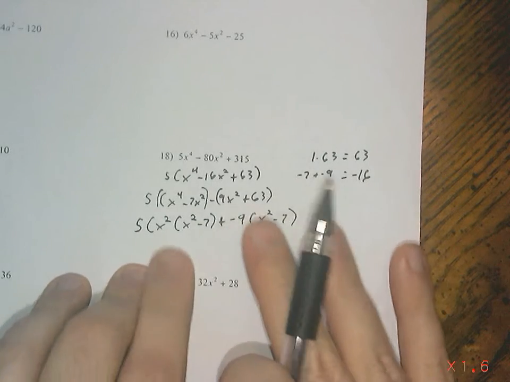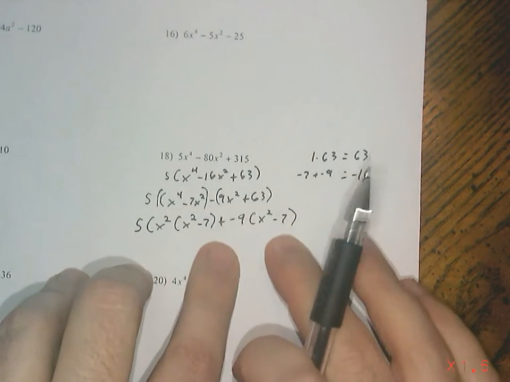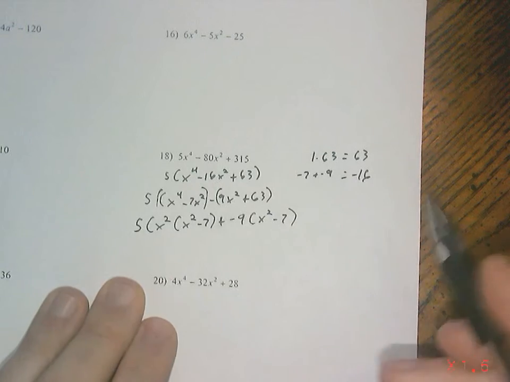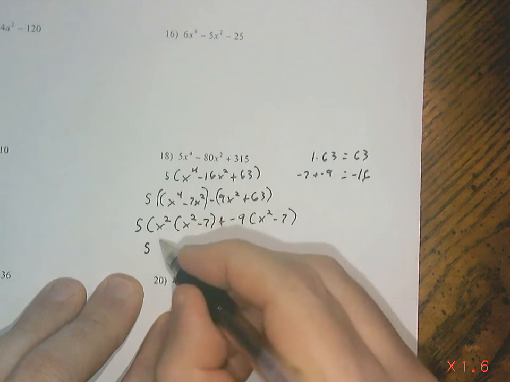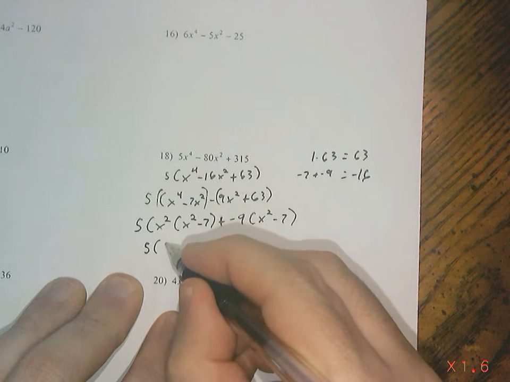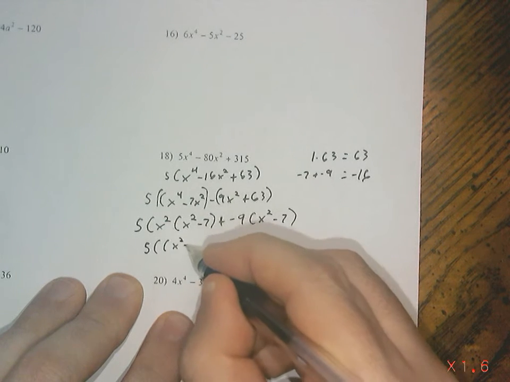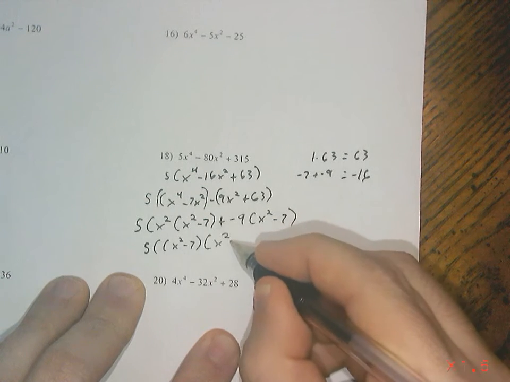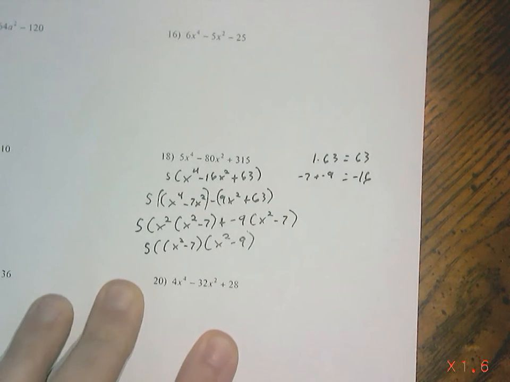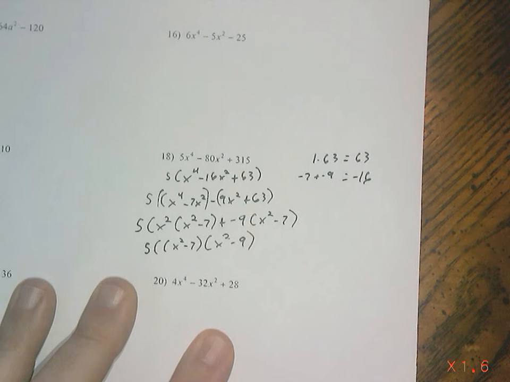So now that I've done that, I've got two of the same binomial here. I'm going to move it in front. So 5 times x squared minus 7 times x squared minus 9. Whew. And we're done, right? Wait a second here. There's something I can break down even more.